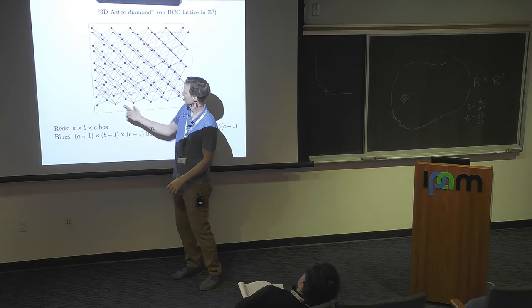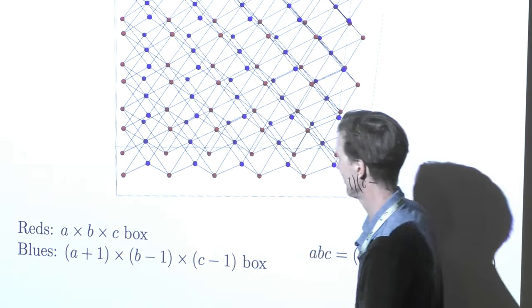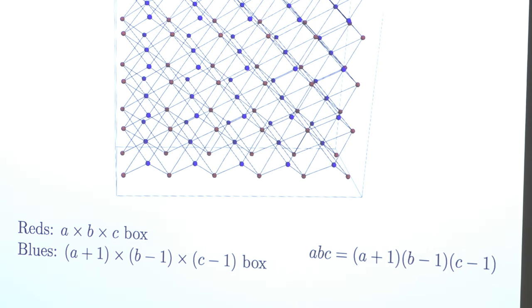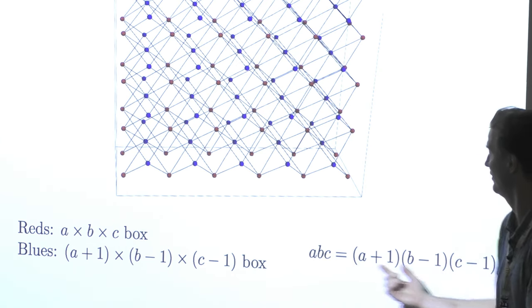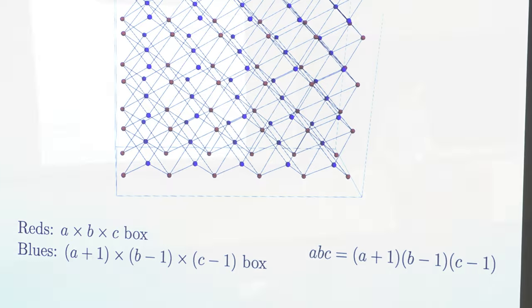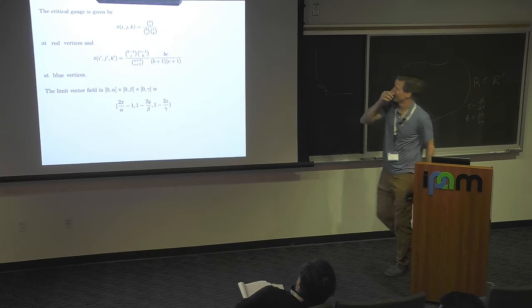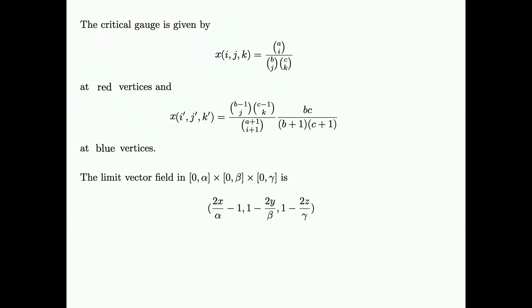So here we have the reds, which form some A by B by C box. The blues form an A+1 by B-1 by C-1 box. And then you connect each red to the nearest neighbor blues. And in order to have a dimer cover, you need the number of reds to be equal to the number of blues. So you need this equation, but it's not a very strong constraint on A, B, and C. And it turns out that for this model, for mysterious reasons which we don't understand, there's an exact critical gauge, which is just rational, given by ratios of binomial coefficients.